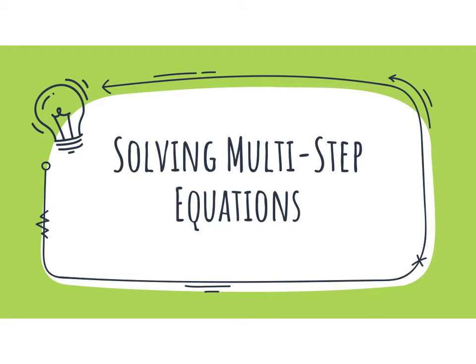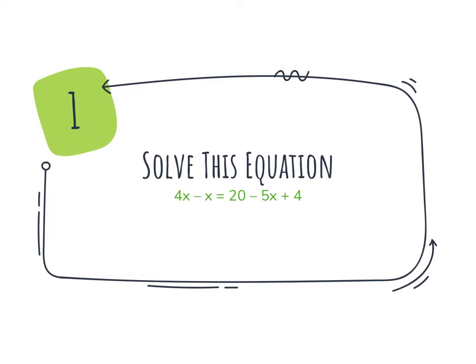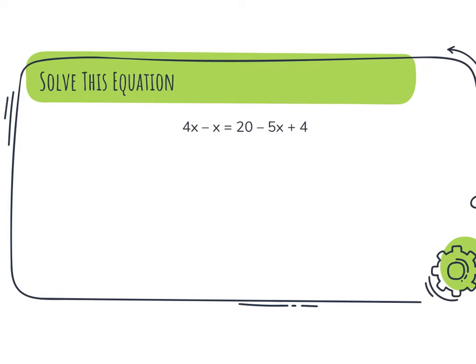In this video, we are going to go over a couple of examples for solving multi-step equations. The first equation we're going to take a look at is this: 4x minus x equals 20 minus 5x plus 4. With this problem, the first thing that I see that we can do is to combine some like terms.